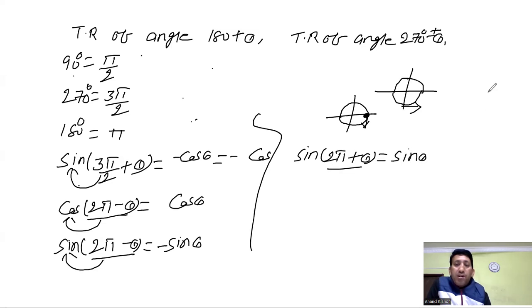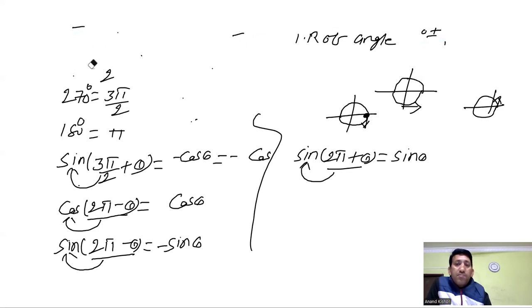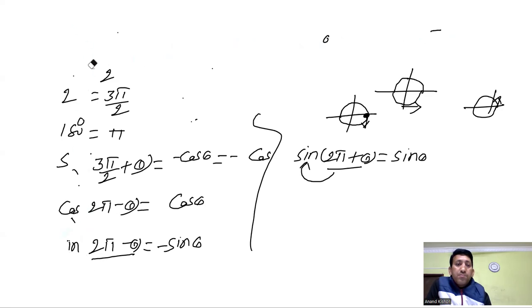And this is the first quadrant. How? Total 2 pi. If I add something, first quadrant, all trigonometric ratios positive. So sine 2 pi plus theta is sine theta, cos 2 pi plus theta is cos theta, and so on. So this is very moderate. Now I'm giving some more examples.